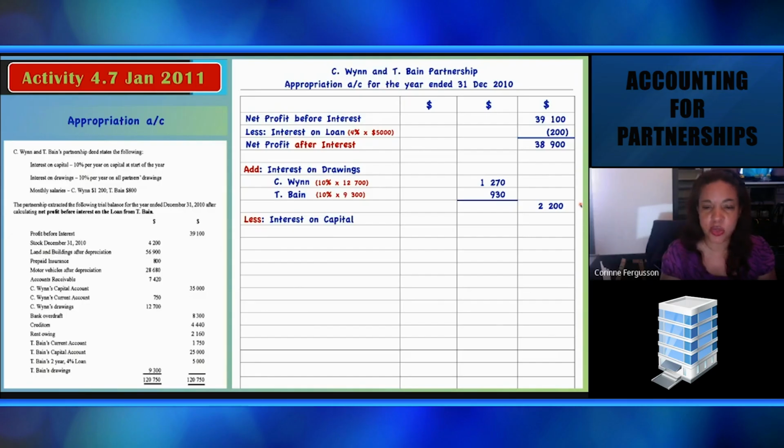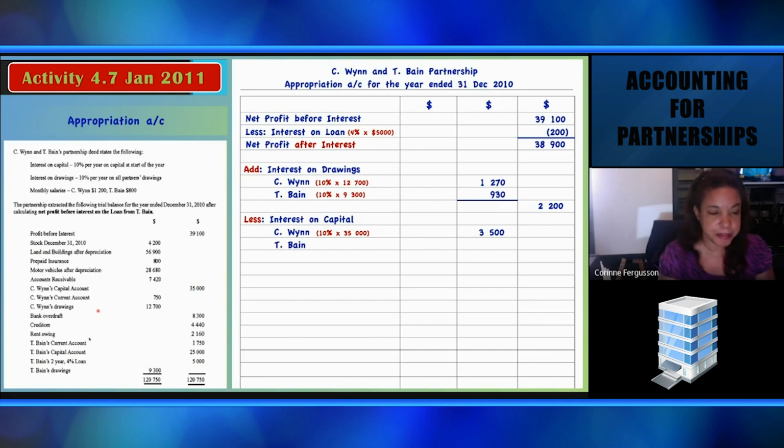Then you move on to interest on capital. So your interest on capital, C-Win, interest is 10%. The capital, you look for your capital. So you're dealing with Win. Look here, find the capital account here. So it is your fixed capital that they're looking for. So you got capital account 35,000. So 10% of 35,000, 3,500.